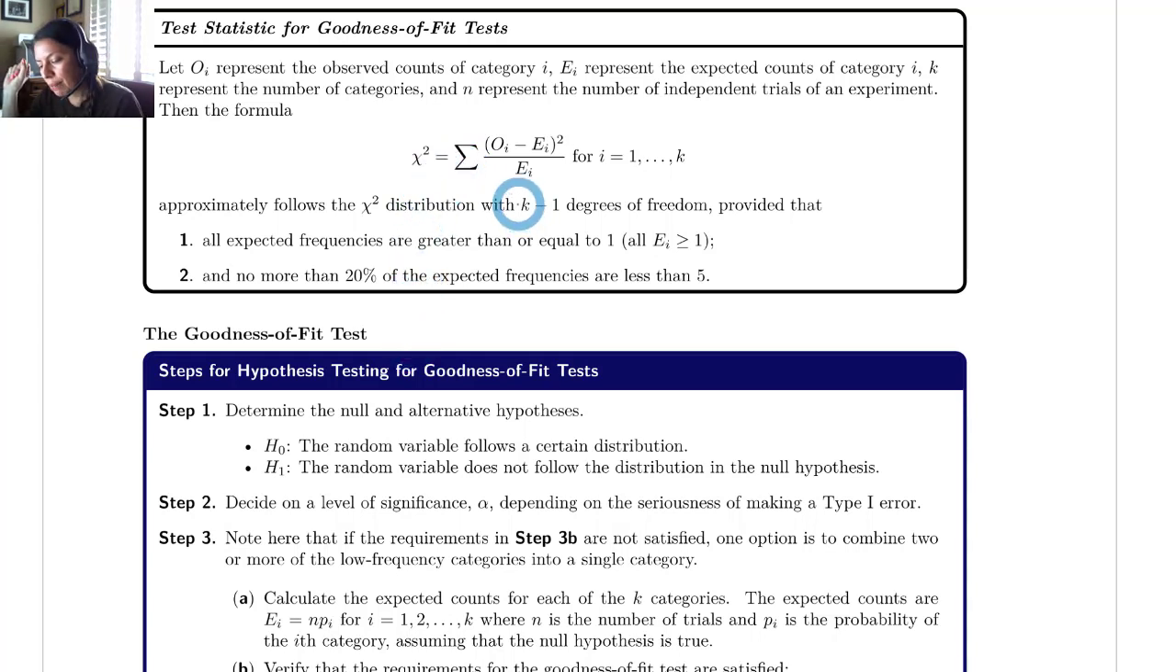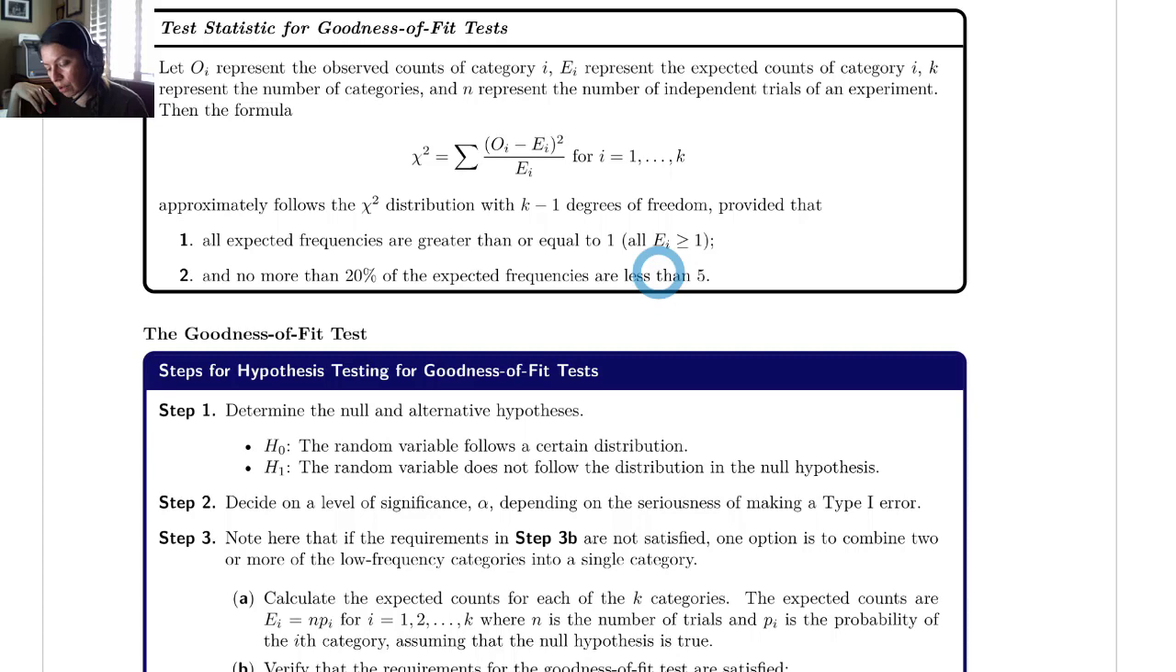So once again, there are k minus 1 degrees of freedom, but there are criteria, just like with the prior hypothesis testing. In this case, we have two criteria: all expected frequencies are greater than or equal to 1, and no more than 20% of the expected frequencies are less than 5. So once we calculate the expected counts, no more than 20% of them should be less than 5. We'll go ahead and do that in the next example.